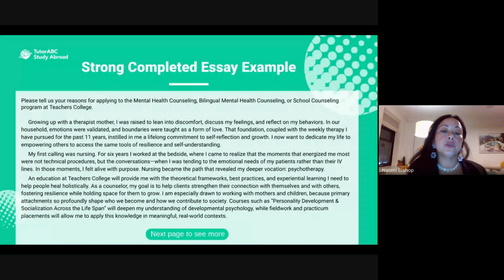It's like, here's what I want to do as a counselor. And then it specifies the student's goal a little bit more. It's like, no, I want to work with children and mothers. And here's why. It's not enough to say I just want to work with mothers and children. Well, why? Because primary attachments shape who we are, how we show up. And then I connect that to a course that's actually offered at Teachers College. So I always write down 5 courses I would want to take at that school and why. What is it about that program that's unique and why?